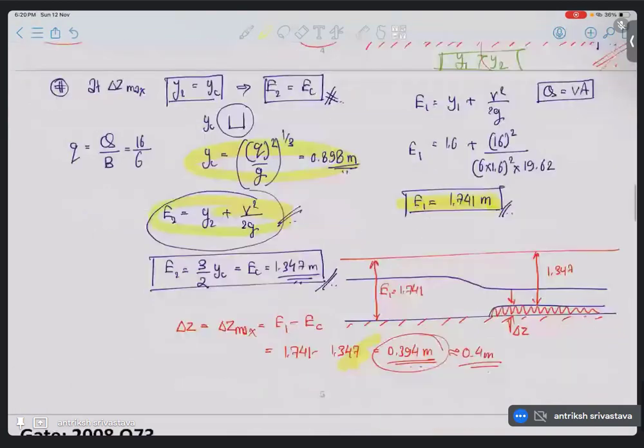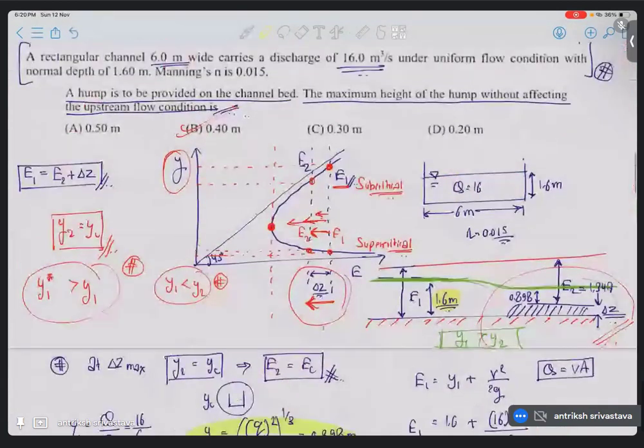delta Z. Now we know that for 0.4 of delta Z, we will get a critical depth at the downstream side and the upstream will not be affected, right? So let's now see, if we give a higher height of the hump, say 0.5 meter, what happens to the upstream? We know the upstream is going to increase. Let's now see how much it is going to increase.